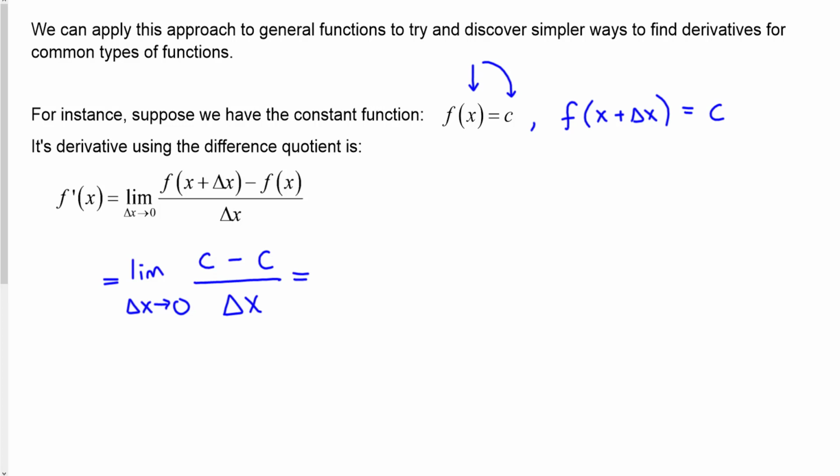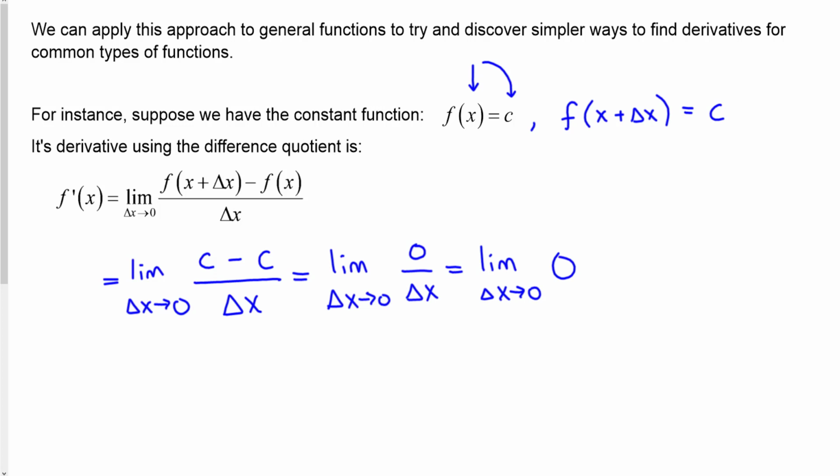Then this is the limit as delta x goes to 0. c minus c is 0. And it may look like this limit is going to result in 0 divided by 0, but it actually doesn't, because we don't take the limit at this point. What we do is divide 0 by delta x. 0 divided by any number is defined. It's just plain old 0.